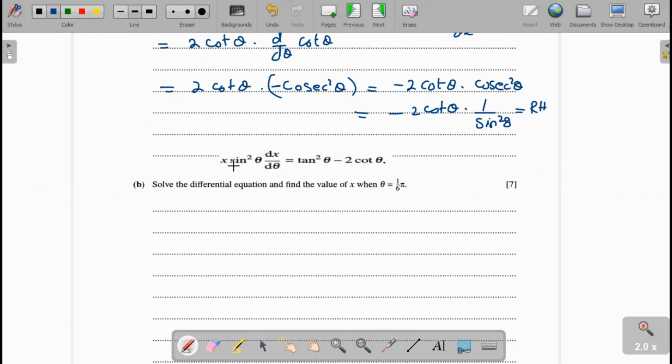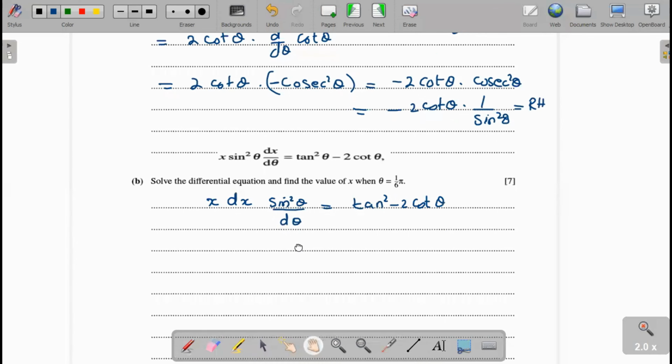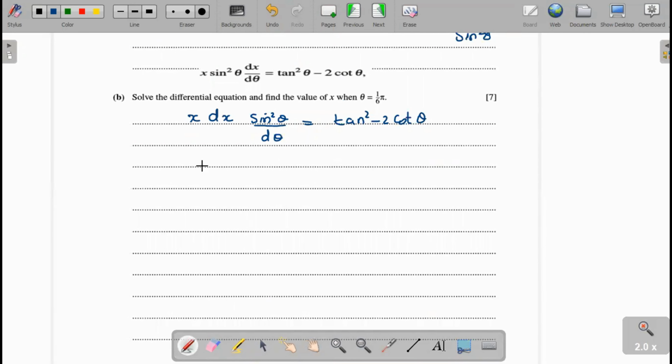Now this is the differential equation. To solve this differential equation, we separate the x and theta variables. The x sine square theta dx over d theta is equal to tan square theta minus 2 cot theta. Now that will be x dx equal to tan square theta minus 2 cot theta, and sine square theta will be divided on both terms. Now that is sine square theta, and d theta will shift from left to right side.